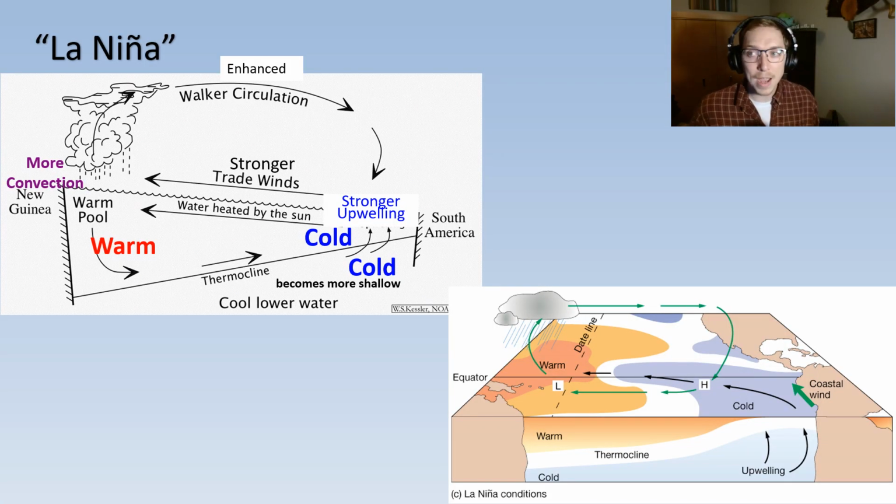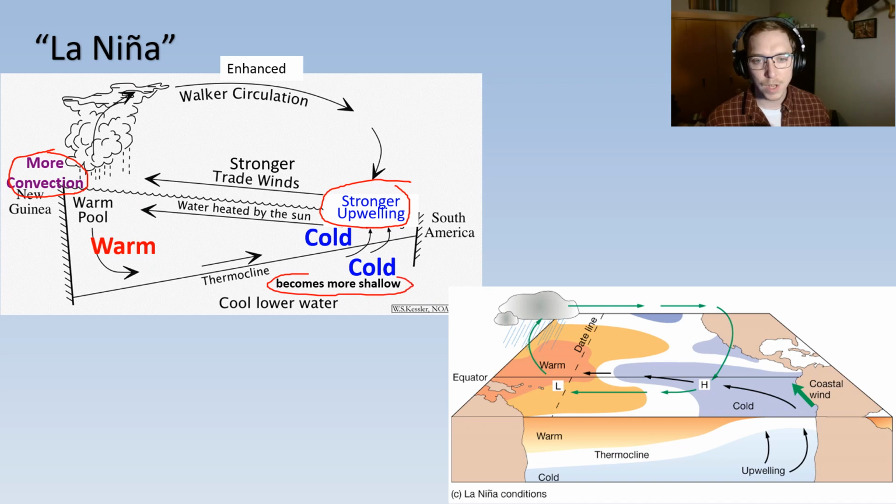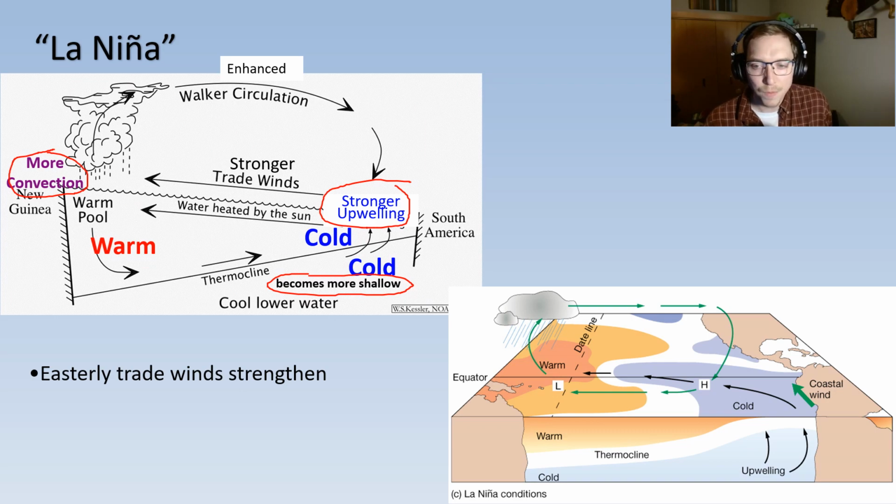And then sometimes we have La Niña events. So this is the other side of the coin, if you will. So here we've got more enhanced convection occurring. We've got stronger upwelling occurring. This upwelling becomes more shallow. So if we look at our little graph, a few things are happening here.